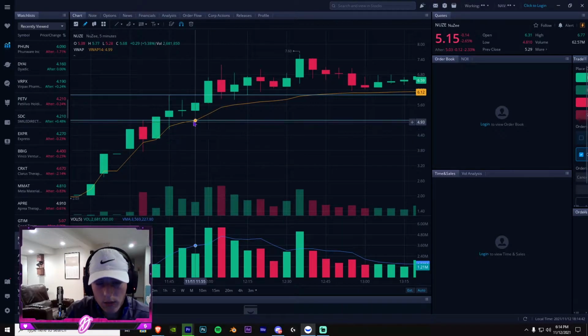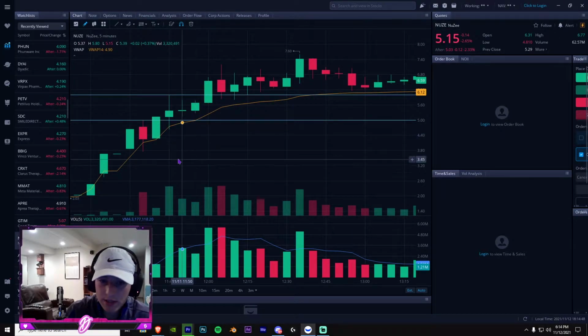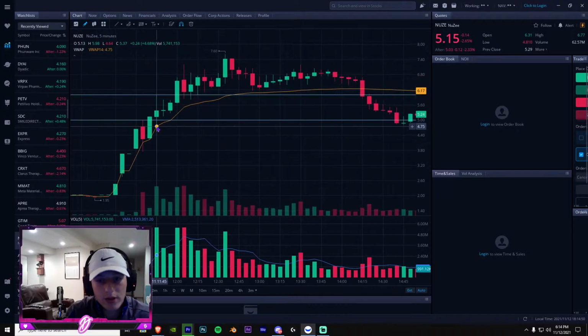So you want to put a limit at a lower price, especially when there's a lot of volume, because the price always jumps around. And if you put it at a lower price, that means your stop loss can be a little lower, and usually it won't hit your stop loss, especially if it has a lot of momentum.